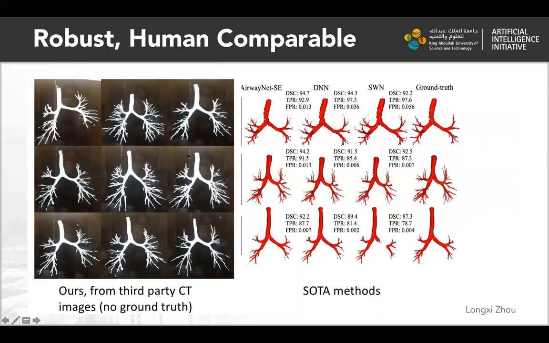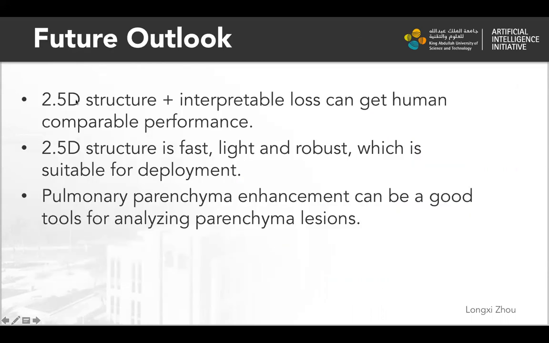And we also find our model is robust and human comparable. On the left, it's the segmentation from a third party. It's data from Saudi Arabia, and our training set is in China. And you see it looks natural. And the ground truth only has maybe 5 branches, but we may have 7 to 9 branches. It may be human comparable. And as conclusion, we use 2.5D structure and interpretable loss to have a good segmentation performance.